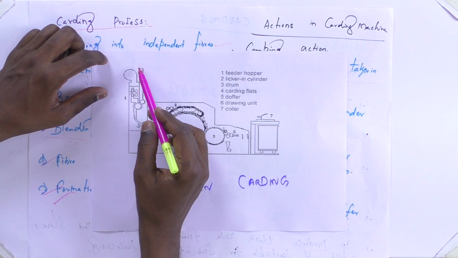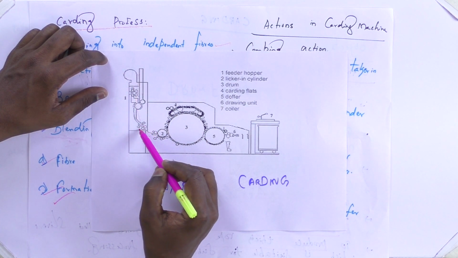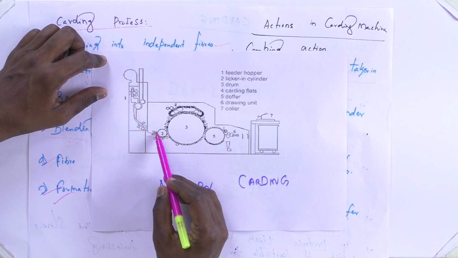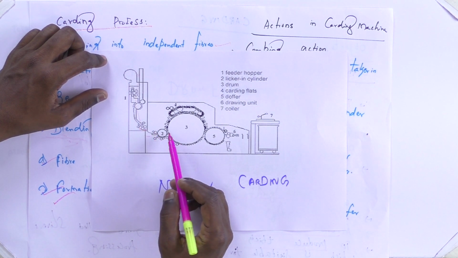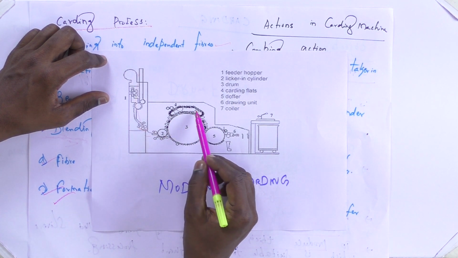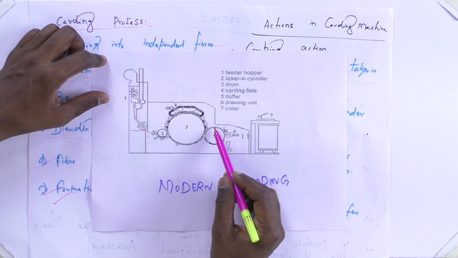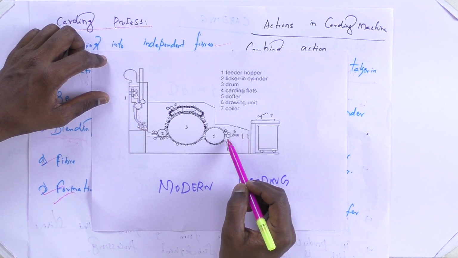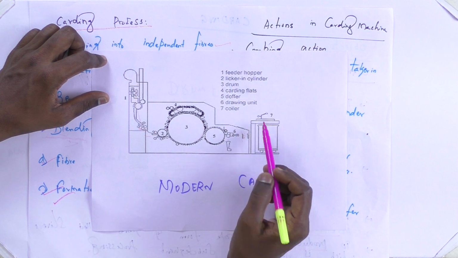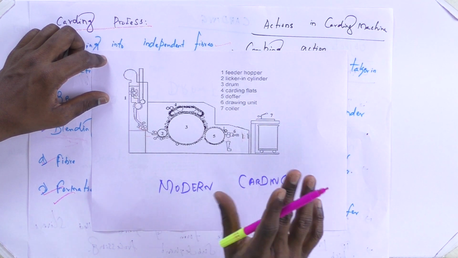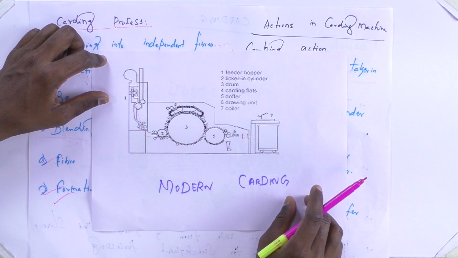So the fibers are received from the blow room line, and here also it uses the feed plate and feed roller, same as in the conventional machine. Then it reaches the licker-in area, then the cylinder and flat area, then the doffer. Here the web is formed, then the calender roller converts the web into sliver, then the sliver is deposited in the can. This is the structure of the modern carding machine.